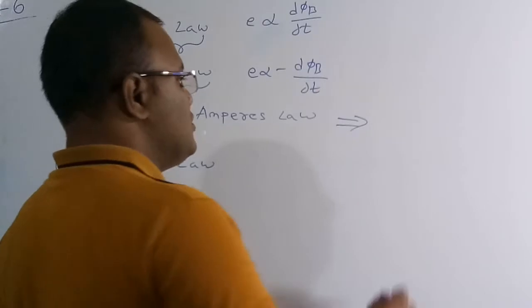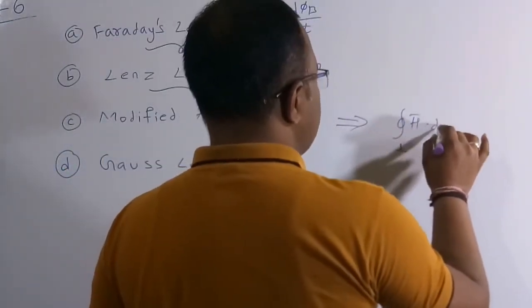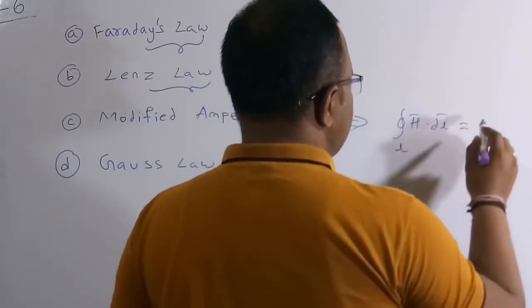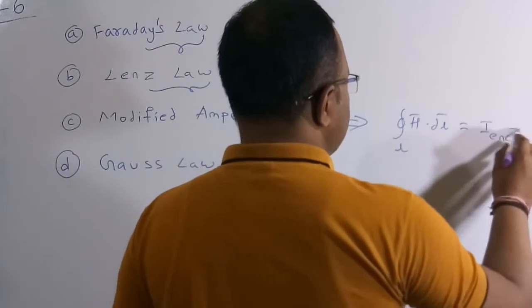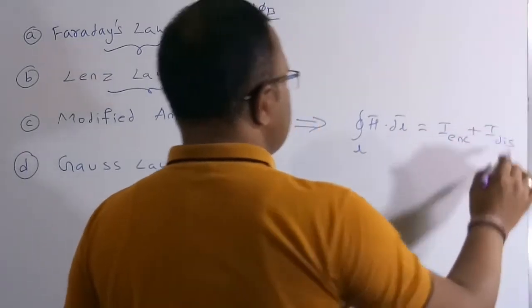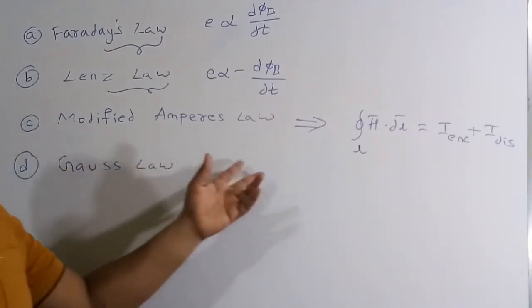It is going to include the closed line integral of H dot dl is equal to the current enclosed. This is called the conduction current and this is called the displacement current. These two things are included with the help of the modified Ampere's law.